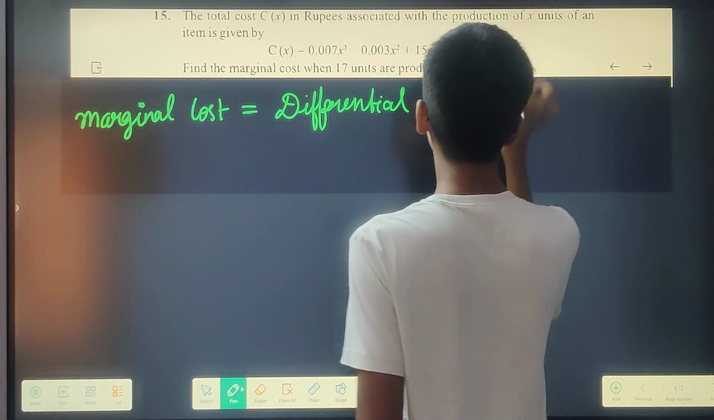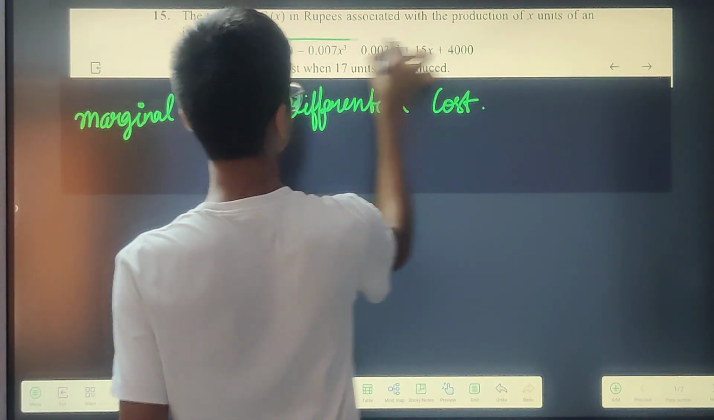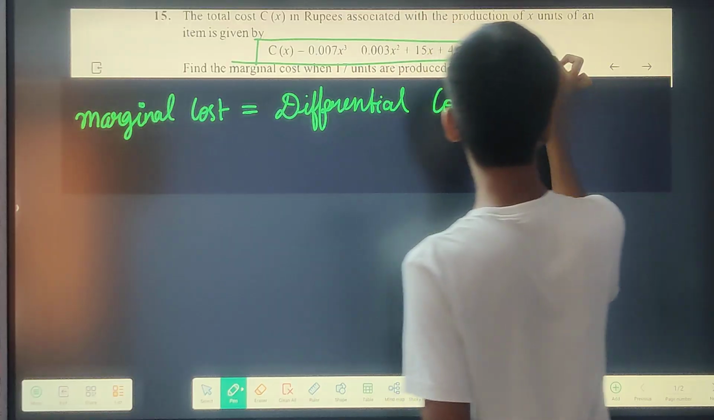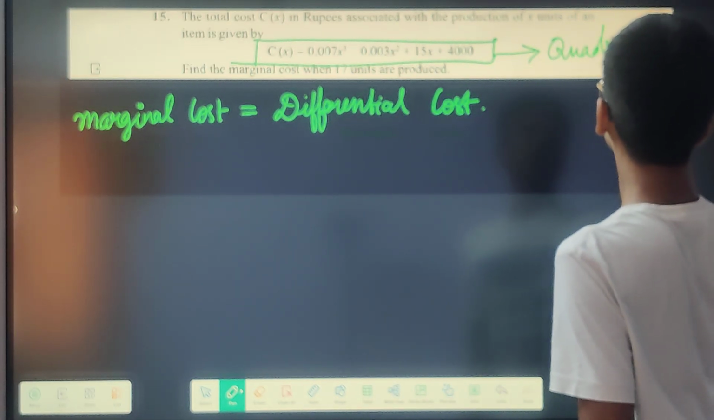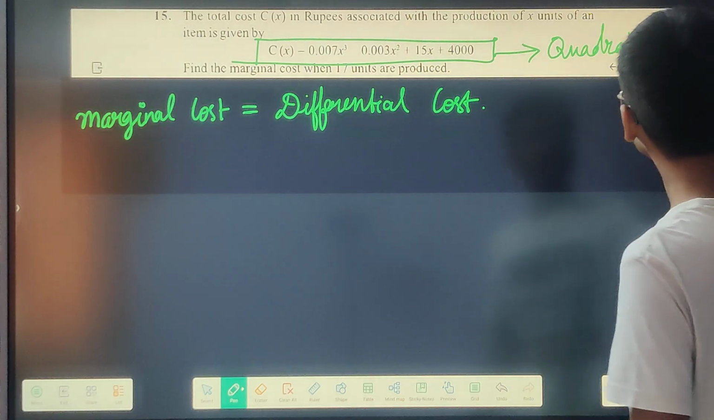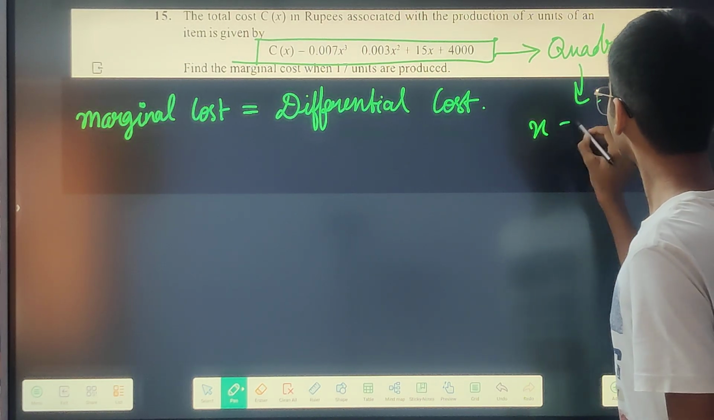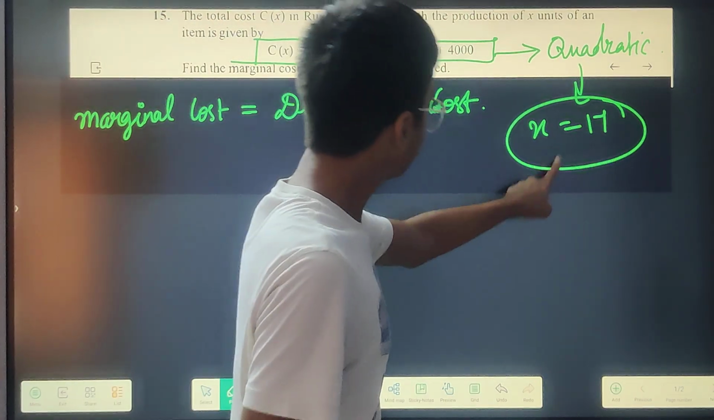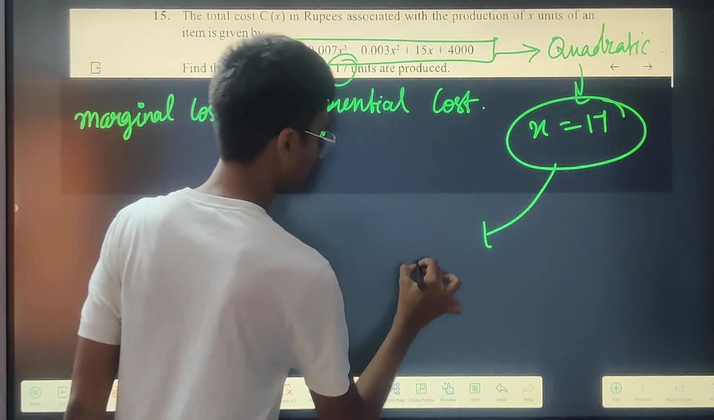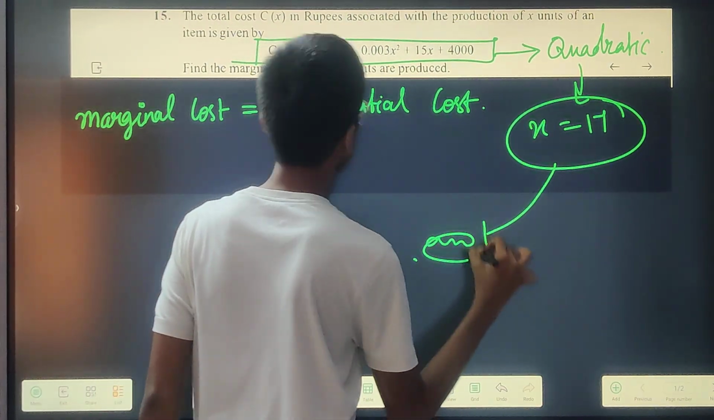That means you will have to first differentiate this equation, then you will be getting a quadratic equation. When you differentiate a cubic equation, you will be getting a quadratic equation. In that quadratic equation, you will have to substitute x is equal to 17 because they have given you 17. Then you will be getting an answer.